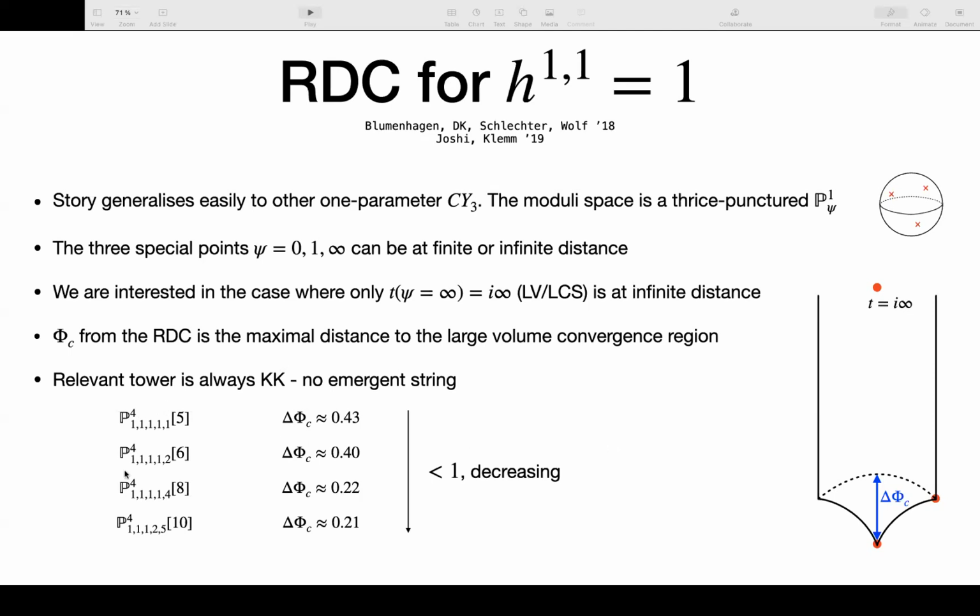And we've studied a number of examples of hypersurfaces in weighted projective space with increasing degree. And interestingly, the critical distance, so the distance that we can travel in the small volume region in type 2A, gets smaller and smaller. So if we try to break or test this refined distance conjecture, we actually want to construct a series of geometries, maybe indexed by a discrete parameter, which goes in the other direction. So we want to have large distances in the small volume regime. So here it doesn't work.